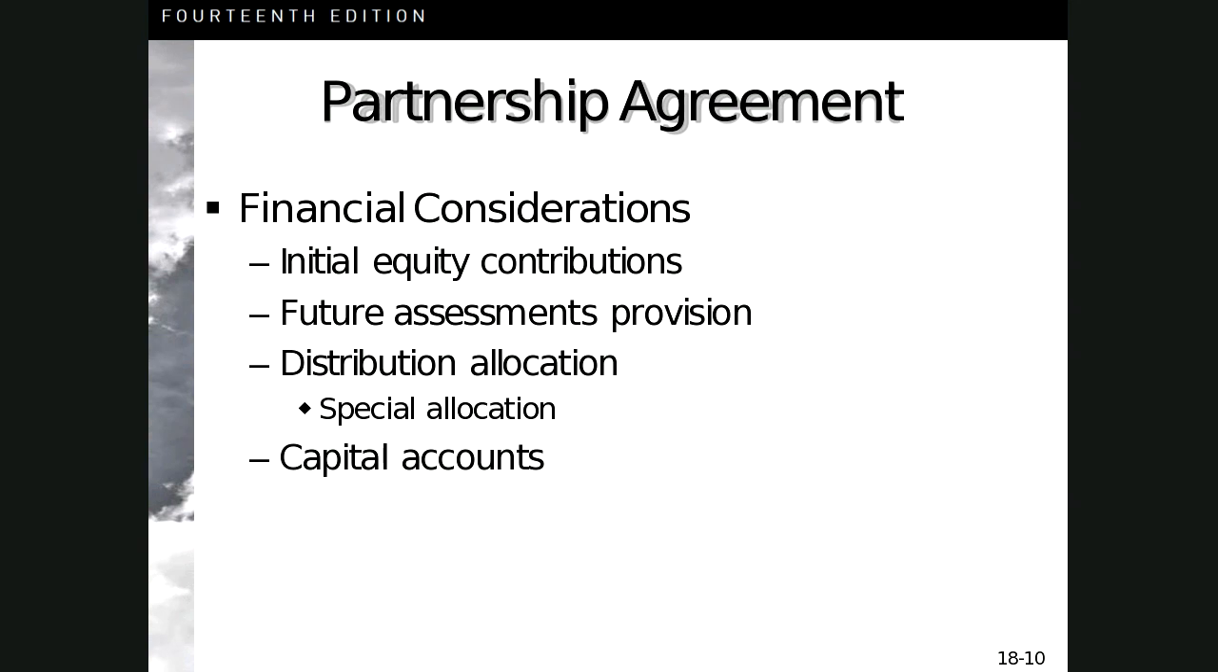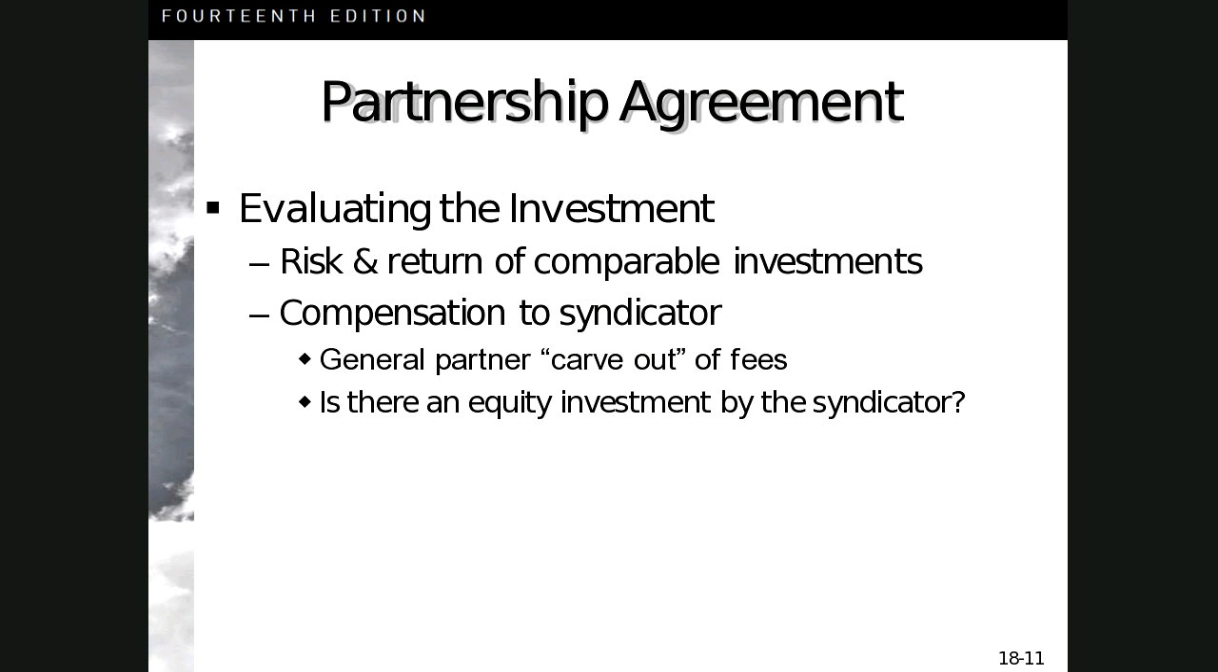Financial considerations: initial equity contributions, so how much you put in initially, and future assessment provision. Ideally you want a periodic reassessment to see how the whole thing is doing. Distribution allocation: of course, if you have any profit, how are we going to divvy it up? And then the capital accounts, and we need to make sure that they have a separate capital account in there.